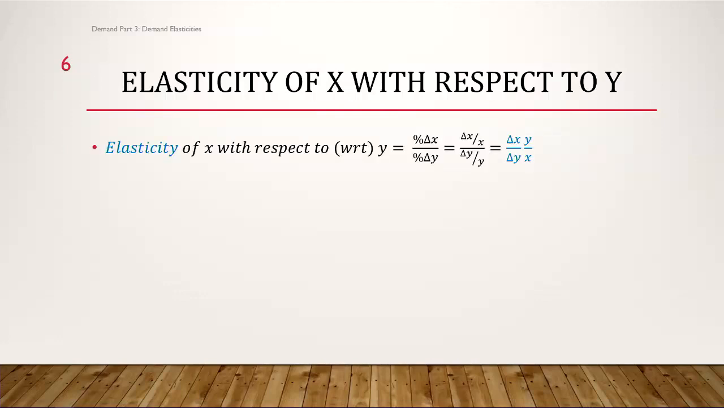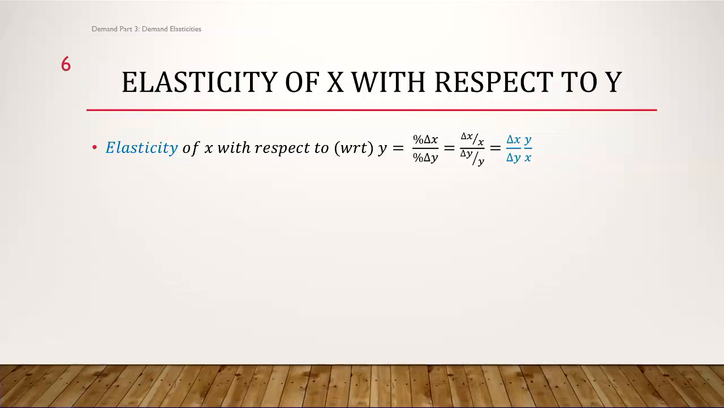Right? So the elasticity of x with respect to y, as I said, is just the percentage change in x divided by the percentage change in y. Now remember, for percentage change, you take the change in x divided by x multiplied by 100. Percentage change in y, you take the change in y divided by y multiplied by 100. So notice that the 100 in the numerator and denominator cancel. So it's just the change in x divided by x, all over the change in y divided by y.